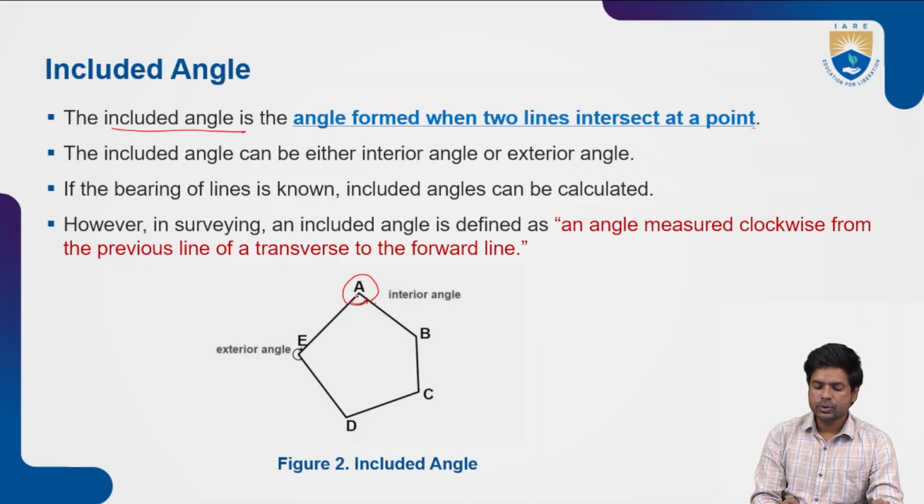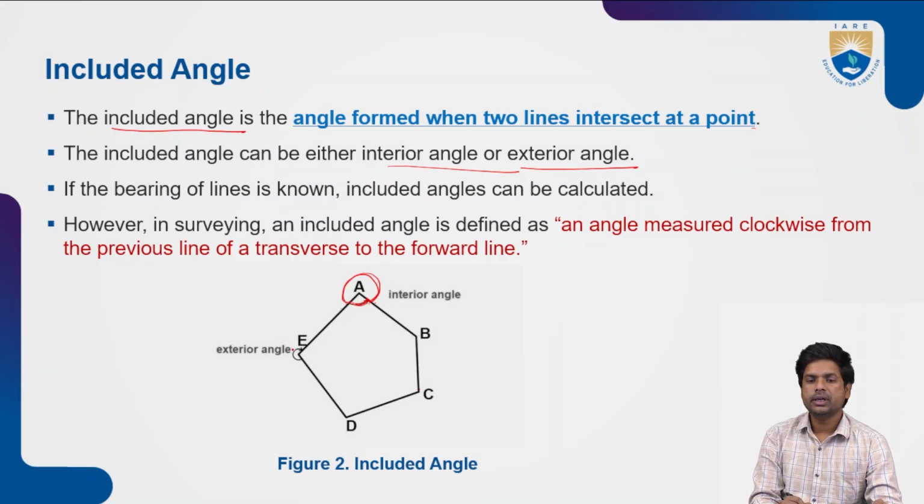When two lines intersect at one point, they form one angle inside the lines and outside the lines also. This particular angle is called an included angle. The included angle can be either an interior angle or an exterior angle, as we have discussed. Both are called an included angle only.